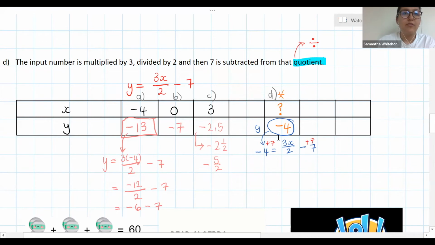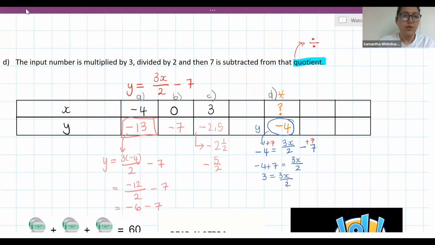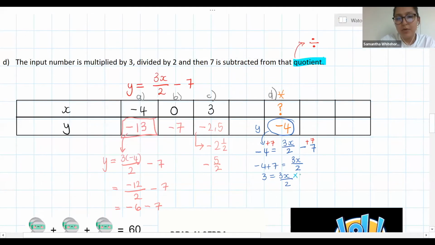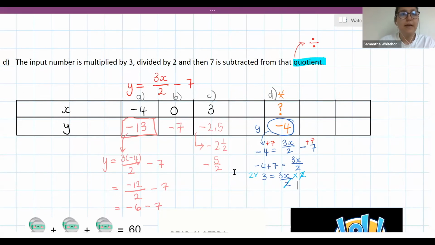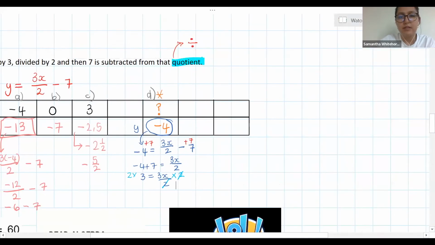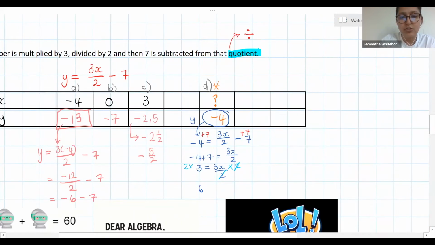And so what I now have is -4 plus 7 is equal to 3x over 2. -4 plus 7 is 3, is equal to 3x over 2. Now I've got that fraction that I need to deal with. Not a huge fan of fractions, but that's fine. We can deal with it. We will times both sides by 2, because that cancels out the denominator. And so now what I have is 6, because 2 times 3 is 6, is equal to 3x.